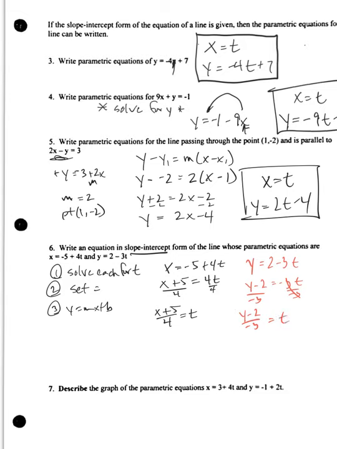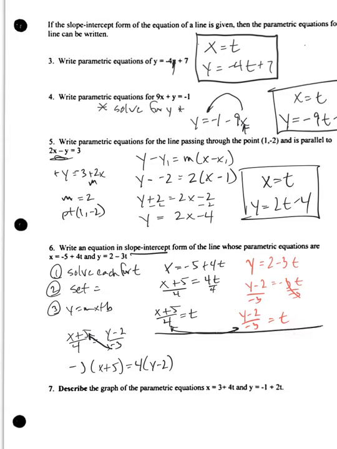Now that they both equal t, you set them equal to each other. So x plus 5 over 4 is equal to y minus 2 over negative 3. And then, of course, you cross multiply. It doesn't matter which direction you go first. I'm going to go this way first. So negative 3 times x plus 5 is equal to 4 times y minus 2. Simplify this a little bit. We get negative 3x minus 15 equals 4y minus 8.